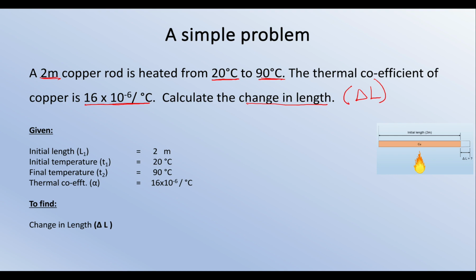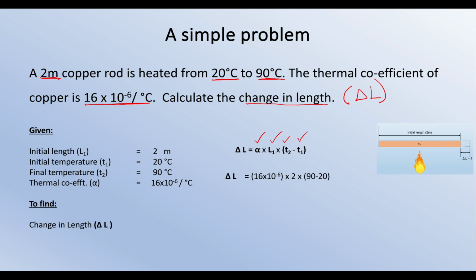Okay, the formula for change in length, if you remember from the session, is alpha times L1 times the change in temperature. Look at it. We already know the value for alpha. We know the value for L1, T2 and T1. Fantastic. Now all that we have to do is to substitute the values. So let us substitute. If I substitute the values, this is what I get.